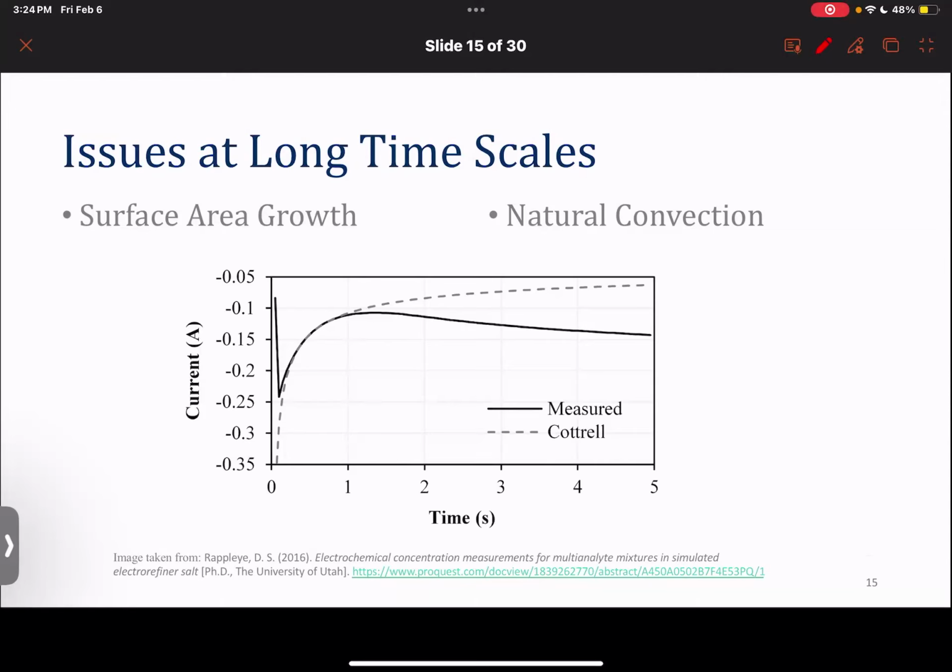And that would look something like this plot here, where you have the Cottrell equation, but you can see as we approach a second, it no longer decays, it actually grows out, and that could be due to natural convection or surface area growth. In my experience, natural convection is most likely the culprit here. Surface area growth looks more erratic, and the current line looks more like this. As the area grows, maybe dendrites form and fall off, you get a lot more noise in that current response.